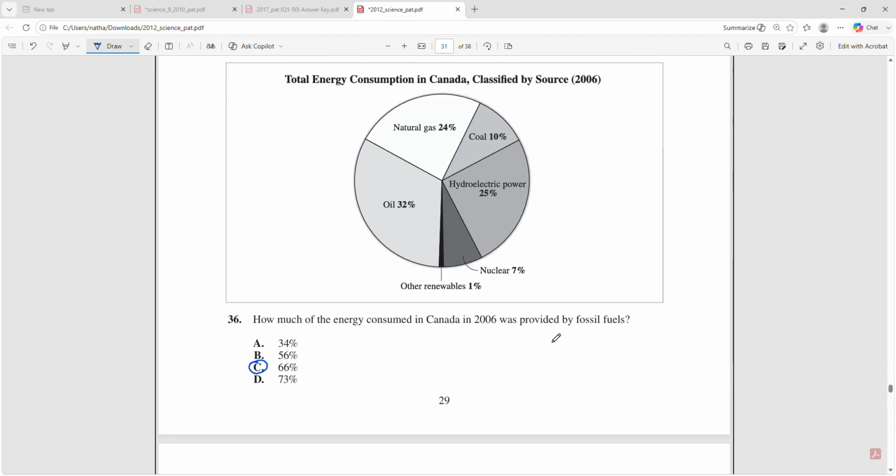Next, how much energy consumed in Canada in 2006 was provided by fossil fuels? So this is total energy consumption. So it's just a matter of knowing which ones are fossil fuels. Pretty easy question. Gas, oil, coal, hydroelectric, nuclear, and other renewables are not included. So fossil fuels are these. We just add them up and we would get 66%.